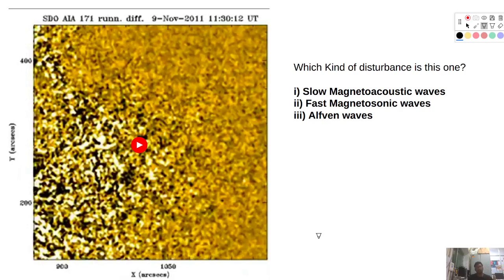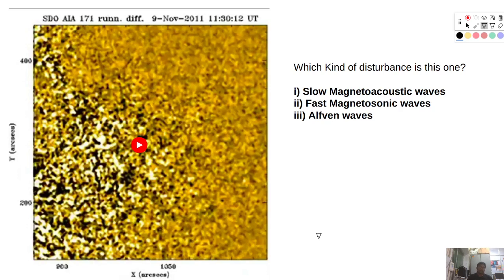This is an image from SDO AIA, which is a spacecraft capturing the different layers of the solar atmosphere, and these are basically intensity images. Now the intensity image depends upon the density itself. So if there is a slow magnetoacoustic wave, it will perturb the density and it can be captured by the intensity images, right?